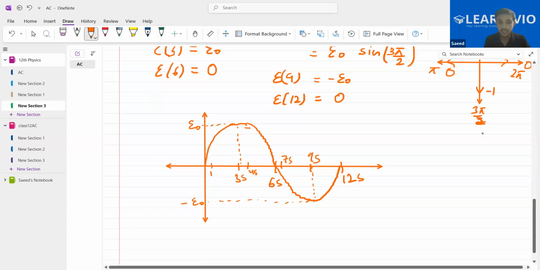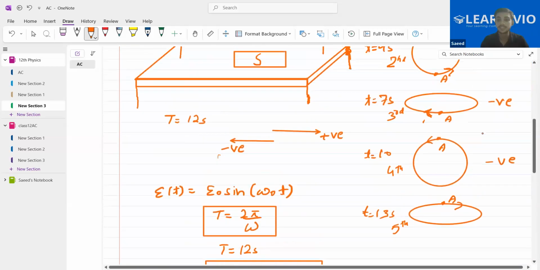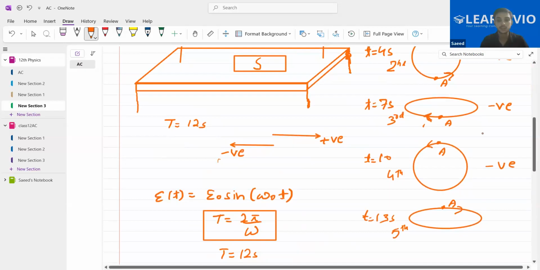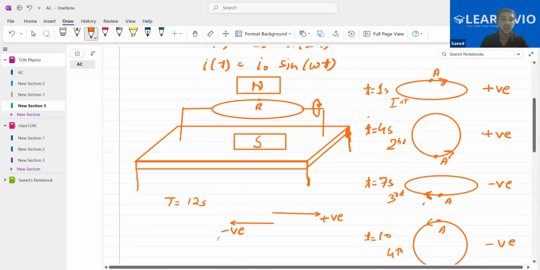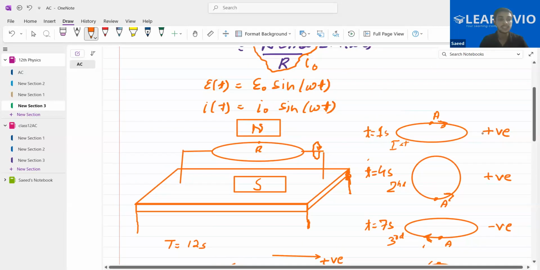Now at t equals 10 second, can you see that the EMF is negative? Have you derived the same thing above, that at t equals 10 second the EMF is negative? Understood? So this is how the EMF is being generated.